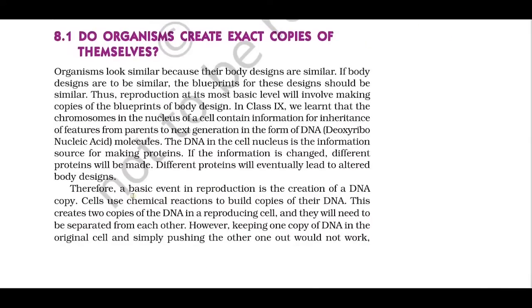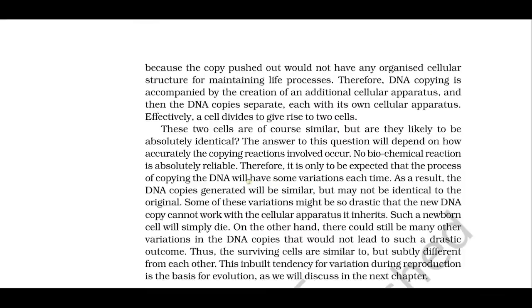So a basic event in reproduction is what? Creation of DNA copy. So cells use chemical reactions to build copies of their DNA. The copying of DNA is similar but not identical. That's why we can see some variations in an organism. So during reproduction, DNA copying is an important event. Because of this, what happens? We can see variations in the individual.